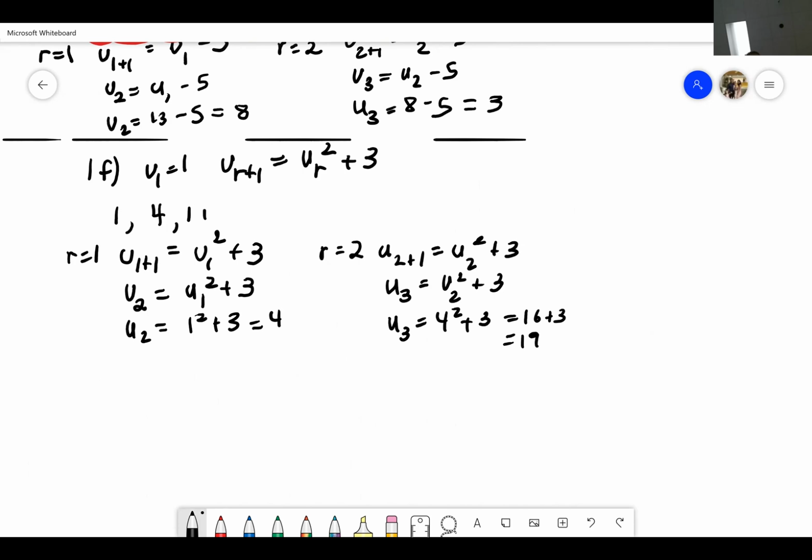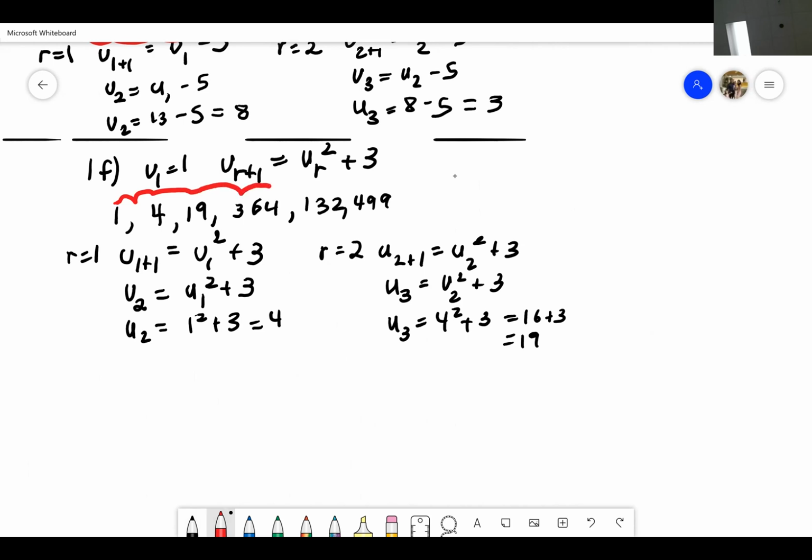And so now you would know that the next one has to be 19 squared plus 3. Now I don't know what 19 squared is, so I'll just use my calculator. It's 361 plus 3, so we're at 364. And then 364 squared, and then add 3, some ridiculous number there, 132,499. And those are your first 5 terms.